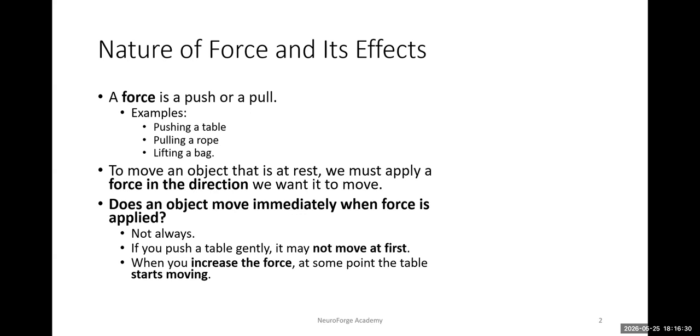So this shows that a small force may not be enough to move an object, but a larger force can make it move. Okay. So what are the types of forces? Push or pull. But what does it mainly depend on? It mainly depends on the force we apply on the object.